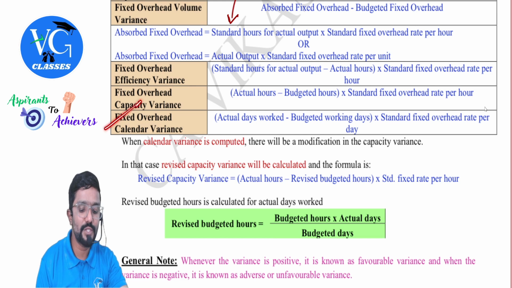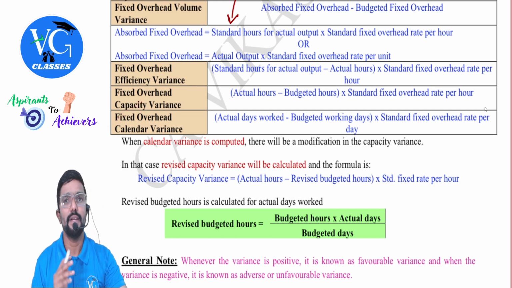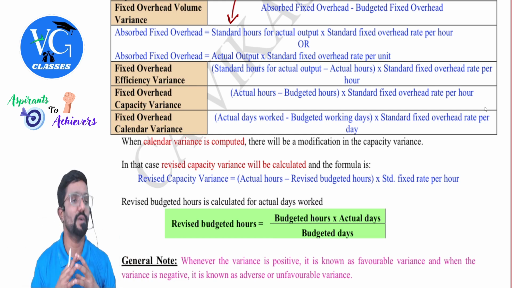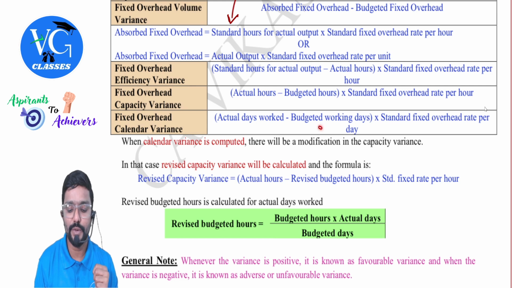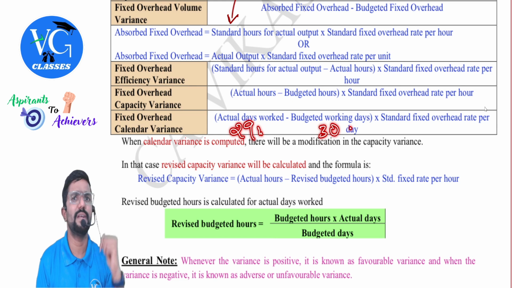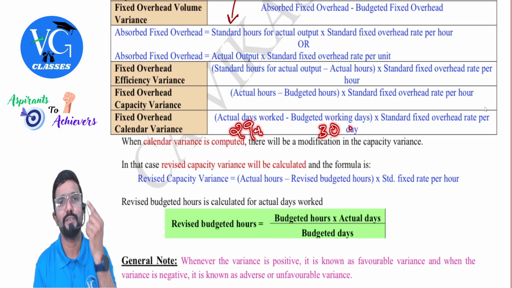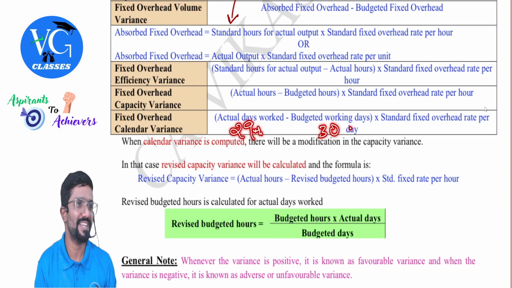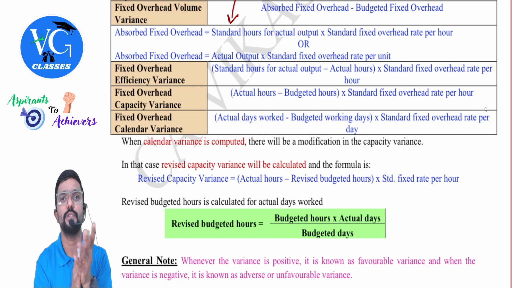Then coming to fixed overhead calendar variance. Sir, here also we are talking with respect to our days worked. Now assume I was supposed to work for 30 days. I have worked only for 29 days. Good or bad? Bad. I have worked one day less. That means one day's productivity we have lost. Yes, adverse variance. Same way, assume guys, I was supposed to work for 25 days, but I worked for 27 days. Good. You have produced more.